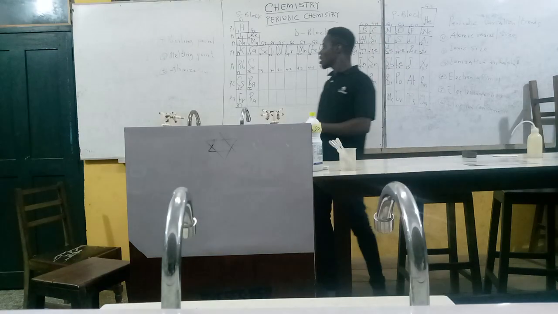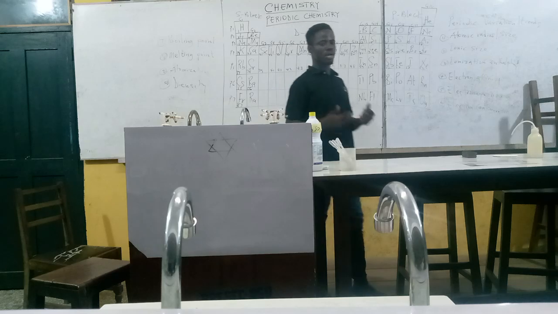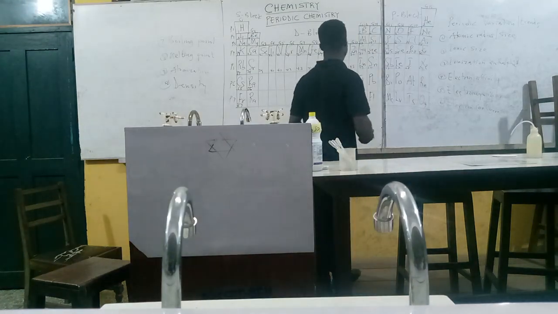We can also talk about, let me add the last one, the density. So all these are periodic variations or periodic trends on the periodic table. Let's quickly look at how these periodic variations affect the elements on the periodic table.